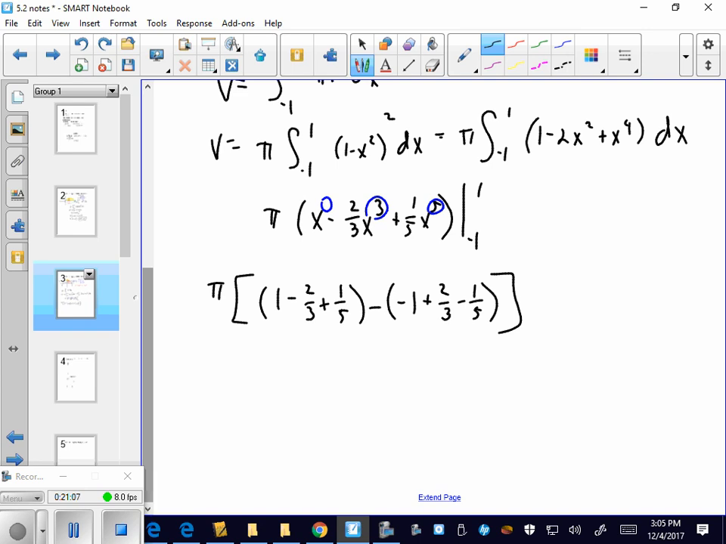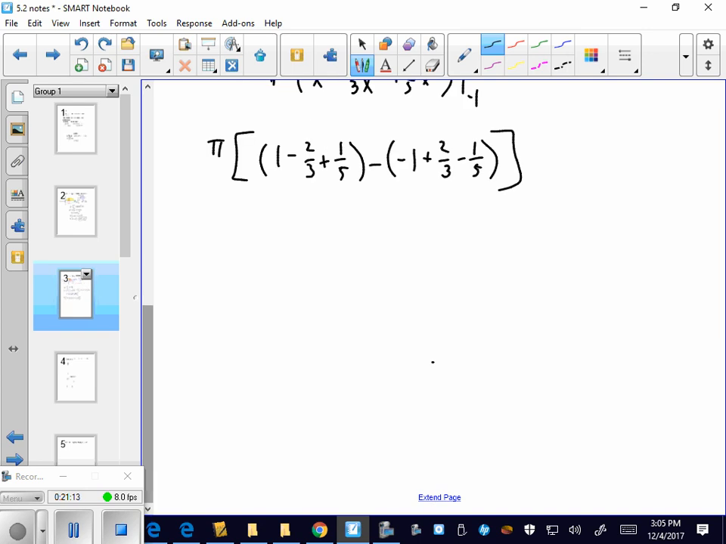Alright, like I said, I like to combine all of my like denominator terms first. So I'm going to have pi. I got a 1 minus a minus 1, which is 2. Now I'll go to my thirds. I've got -2/3 minus 2/3, which is -4/3. And then I've got 1/5 minus minus a fifth, which is plus 2/5.